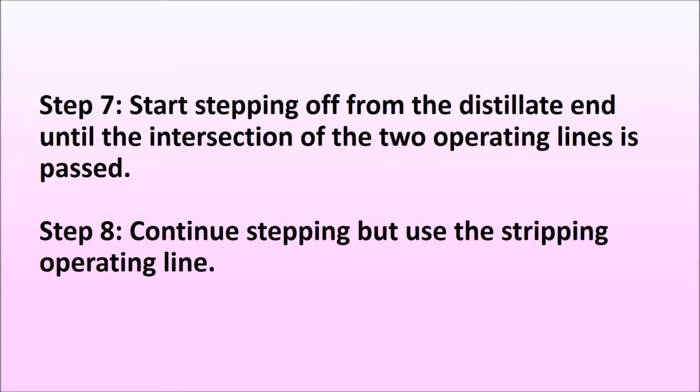The first step is to draw a horizontal line until it reaches the equilibrium curve, and draw a vertical line until it reaches the ROL line, and continue the same process until it reaches the Q line. Continue to draw the stages until it reaches the SOL line. To calculate the number of stages, we must count from the XD line until the XB line.